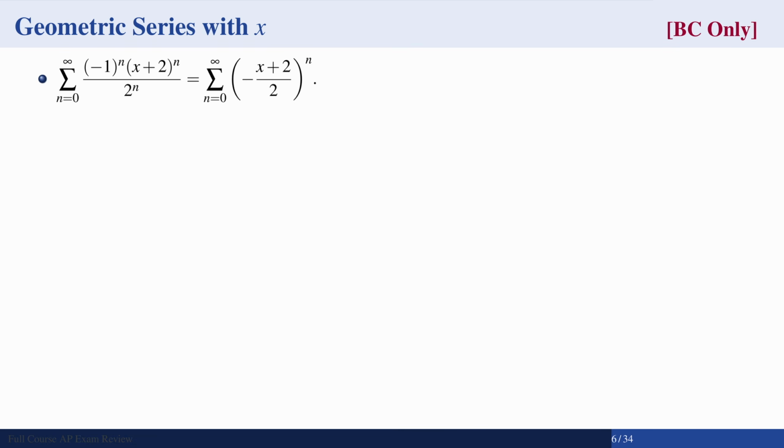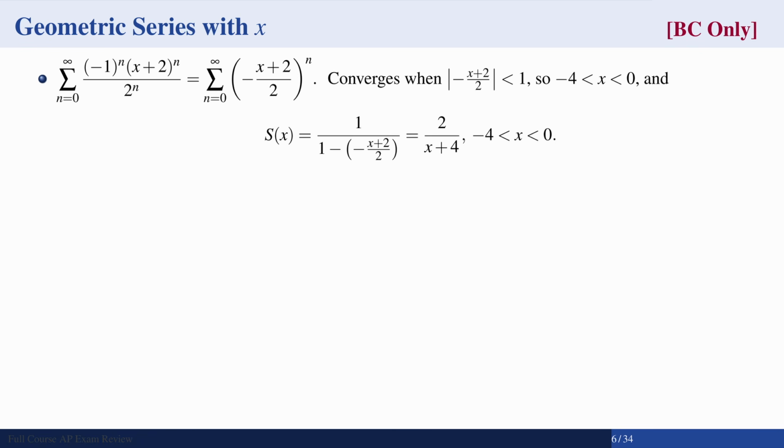So we get the quantity negative x plus 2 over 2, all to the n, which means that r is negative quantity x plus 2 over 2. So this will converge anytime r, or the absolute value of r I should say, is less than 1, which means that you can multiply by 2 and then you're centered at negative 2 and you can go 2 in either direction. So from negative 4 to 0, that's our interval of convergence.